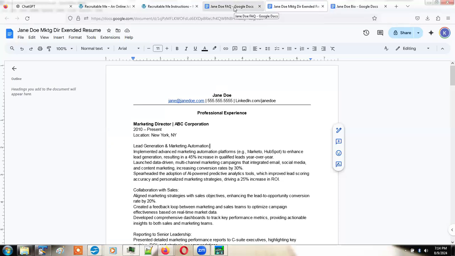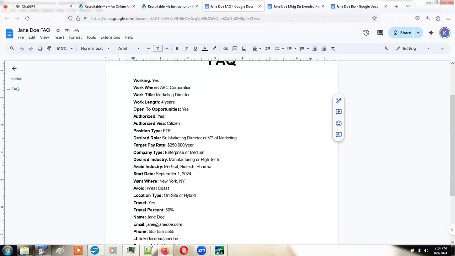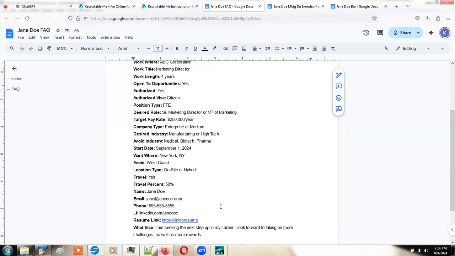The other thing too is that she definitely wants to find another job, and here are her job requirements. This is what she's looking for. She's looking for another opportunity. She's looking for a senior marketing director, a VP of marketing role. She's looking for $250,000 a year and the size of the company and all of this. This is all that she's looking for.